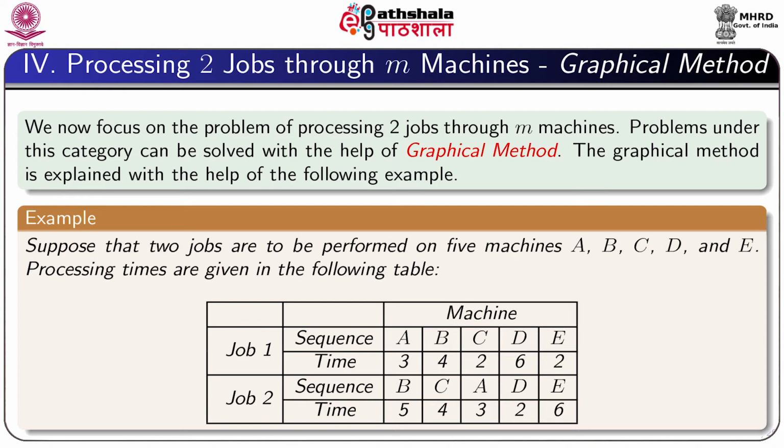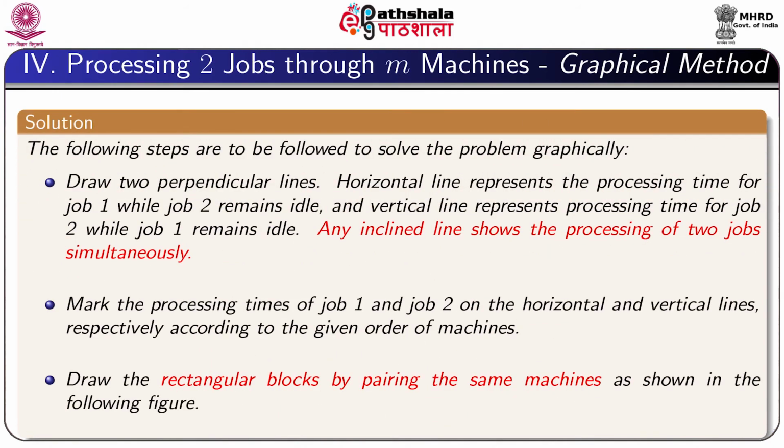Job 1's processing times on machines A, B, C, D and E are 3, 4, 2, 6 and 2 respectively, and job 2's processing times on machines B, C, A, D, E are 5, 4, 3, 2 and 6 respectively. To solve this problem, the following steps are to be followed.